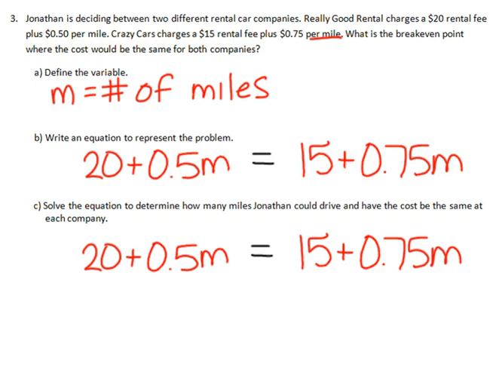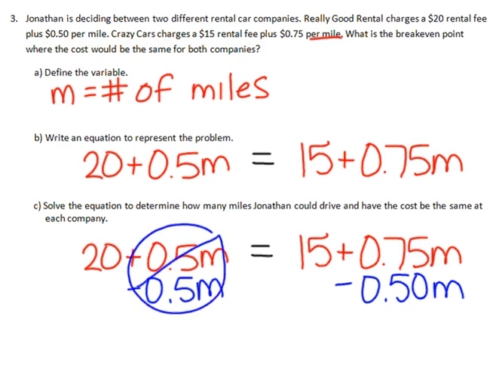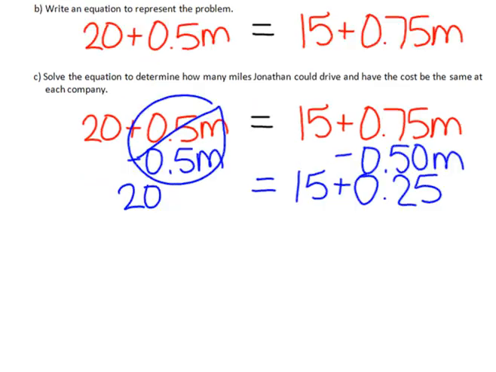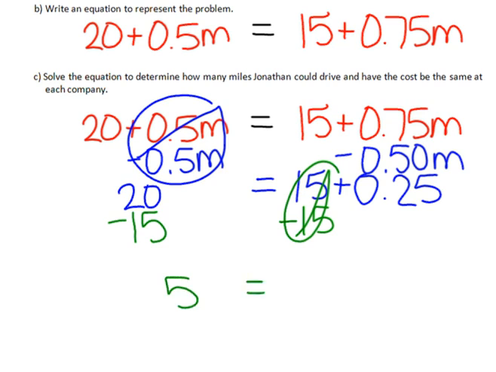Okay, first step in solving this is to get the variables combined. I want to have a positive coefficient, so I'm going to subtract 5/10 m from each side. So this is my zero pair, and on the left-hand side, I'll just have 20. Bring down the equal sign. And 75 cents minus 50 cents is 25 cents. Okay, now I'm going to combine the constants. So I'll subtract 15 from each side and end up with 5 equals 25 cents times m.